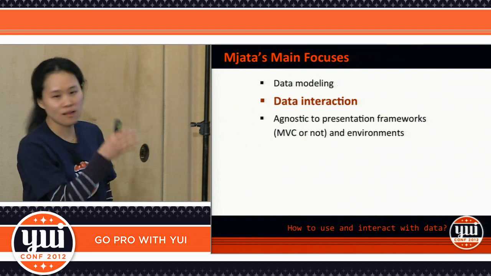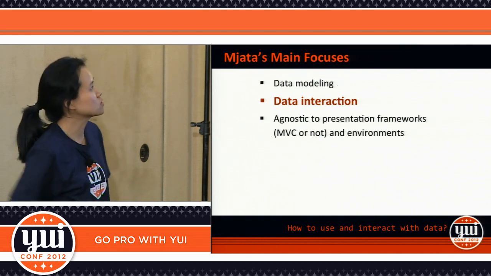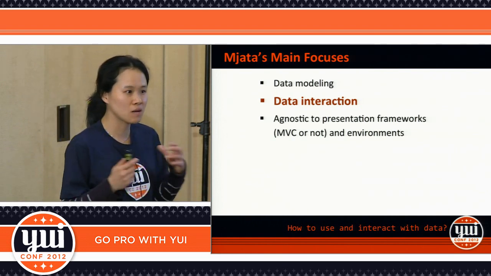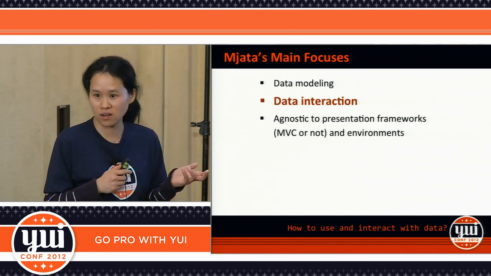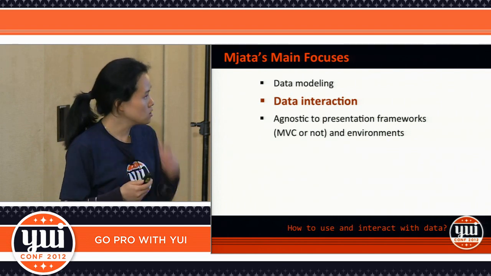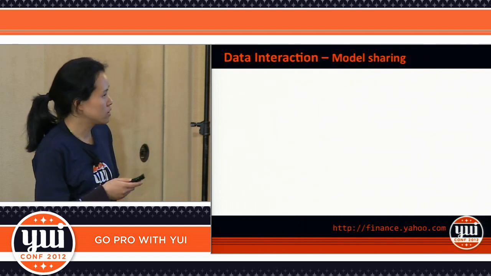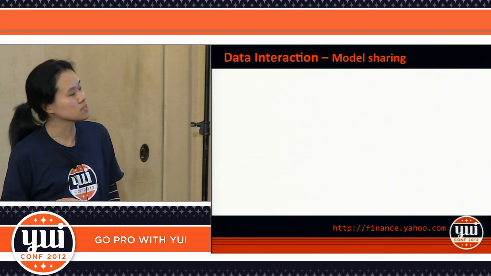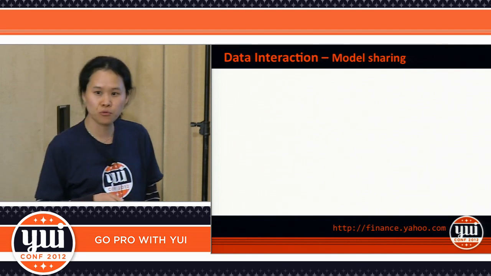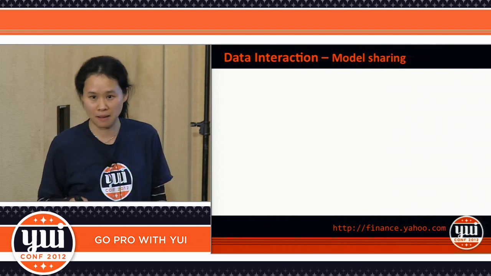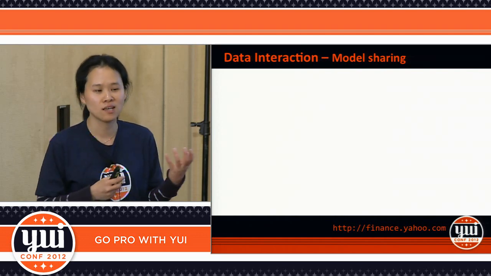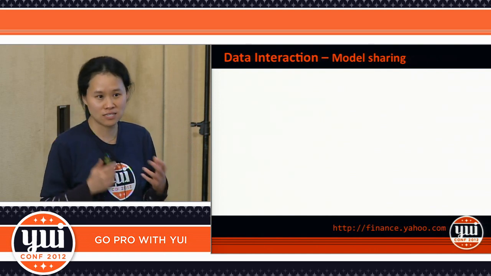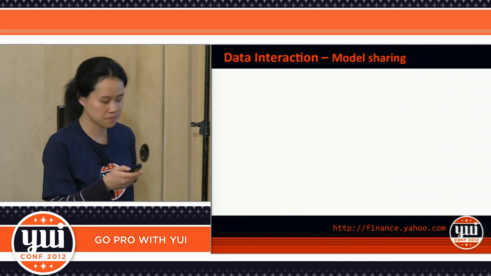So that was all about data modeling. The second focus of Mojito data is on data interaction. As I said, data very commonly needs to interact with other data, and also needs to interact with the page. So how do we use and interact with the data? The first thing we come across is model sharing. If you have worked on a single page application, you will find you have different modules on the page, and more often than not, these modules need to share data underneath.